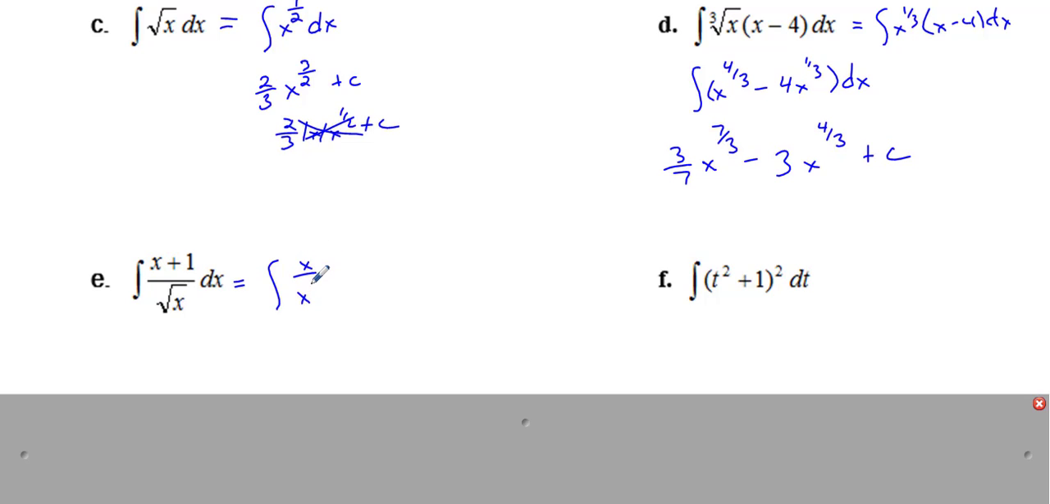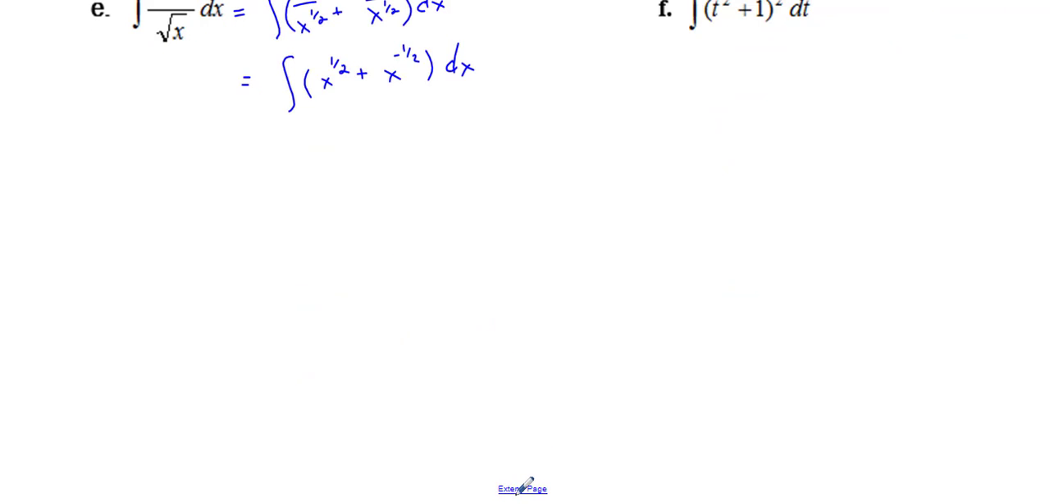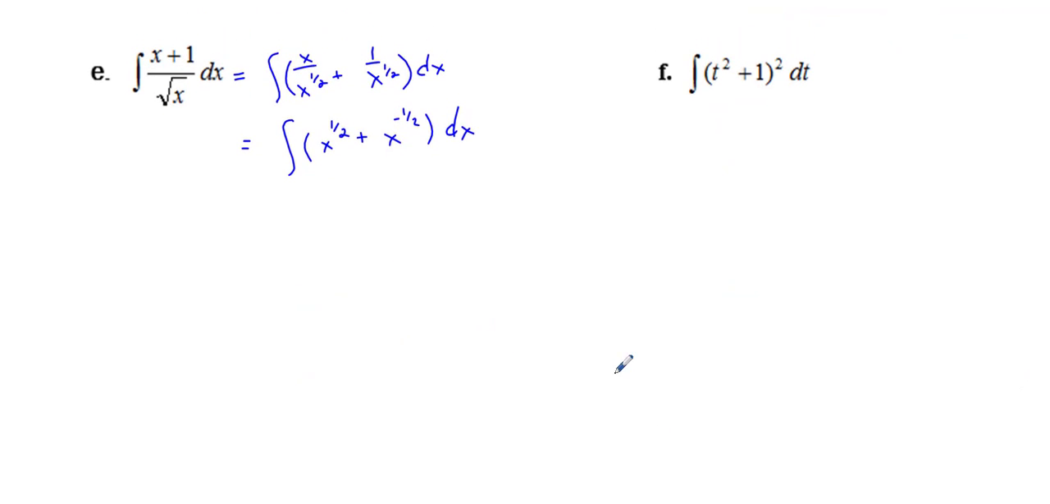x over x to the half plus 1 over x to the half, and then dx. Simplify. Antiderivative, parentheses, that'd be x to the half power plus x to the negative half power dx. Okay, now I think we're in a good position to find the antiderivative.